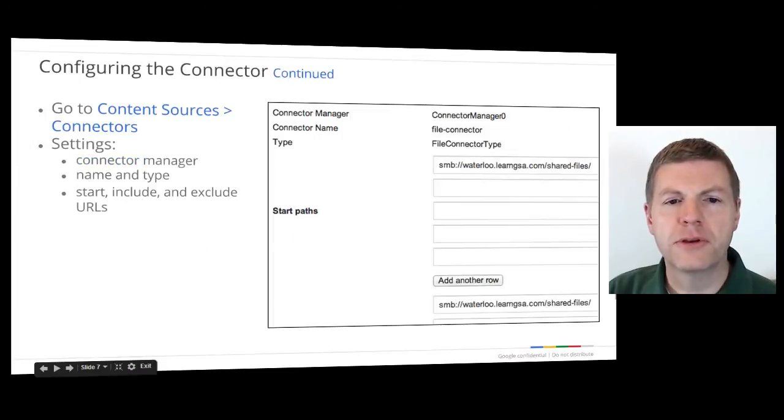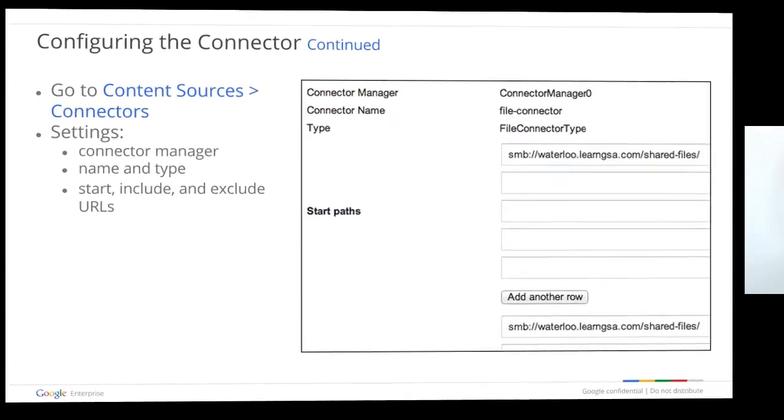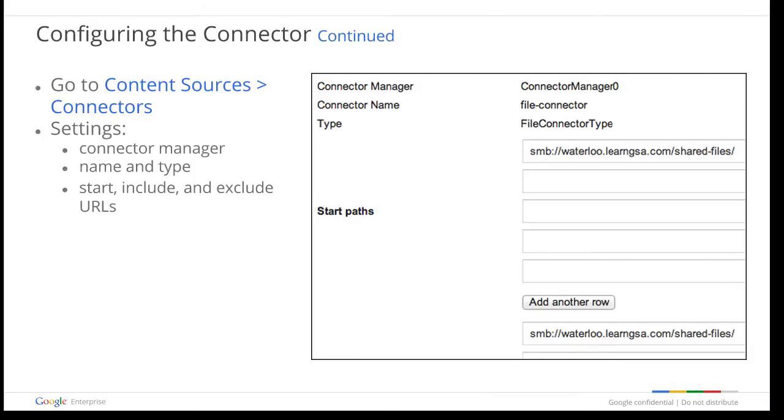Once installed, you can configure the connector just like an onboard connector. Go to Content Sources and then Connectors. Add a connector from your new connector manager, typically Connector Manager 1, and complete the configuration form. You'll then provide start paths, follow and crawl, and exclusion patterns, much like you did for the GSA earlier. However, these paths will use SMB pseudo URLs rather than real URLs.